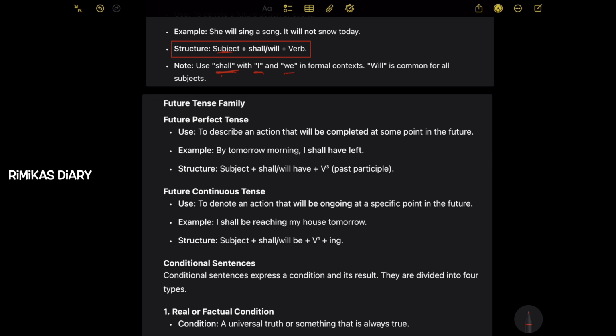Future tense family, future perfect tense. It's used to describe an action that will be completed at some point in the future. So by tomorrow morning, I shall have left. So structure: subject plus shall or will have plus verb 3, so past participle. So it will happen at some point in the future.